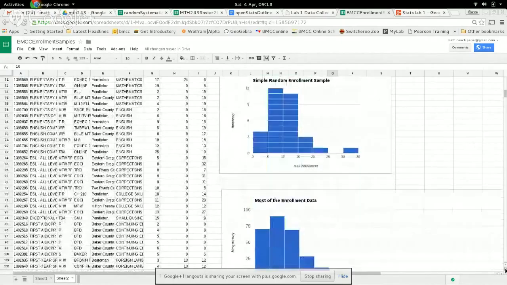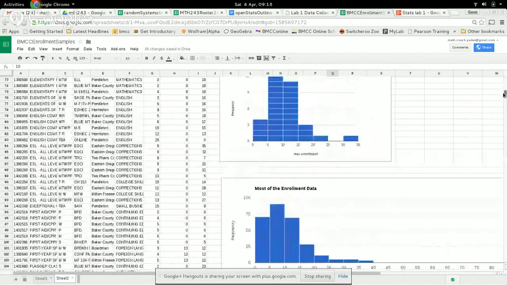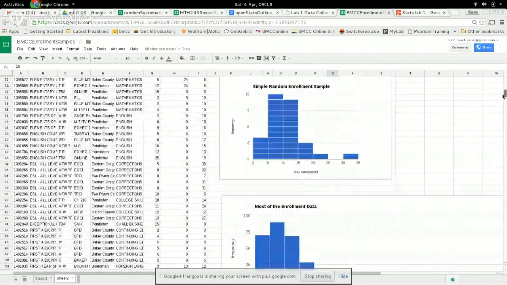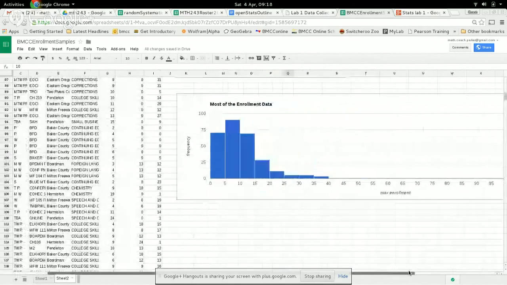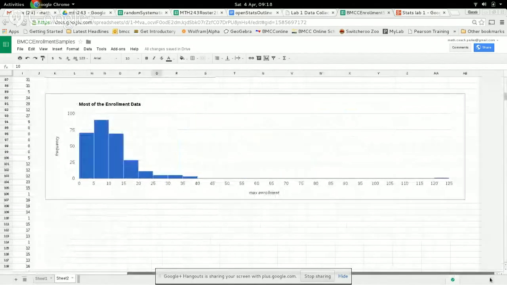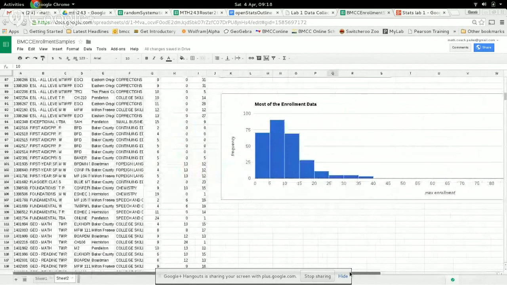Now, since we had all the data, I decided to take a look at what the actual data set said. So here is a histogram, same style for the entire data set. And so it looks a lot like this simple random sample, similar shape. And it's got that outlier way out there of 123 way out to the right. Notice that there's nothing in between. So what do we do with that data? And that's a hard question to answer sometimes.